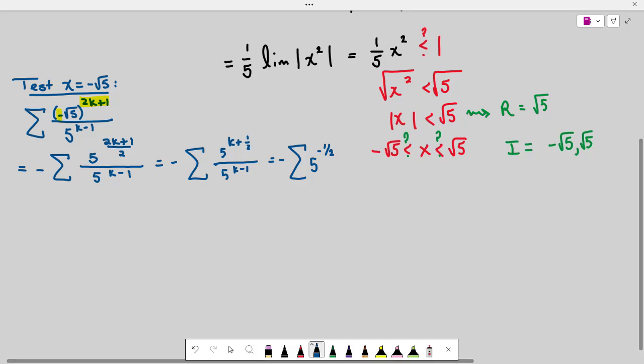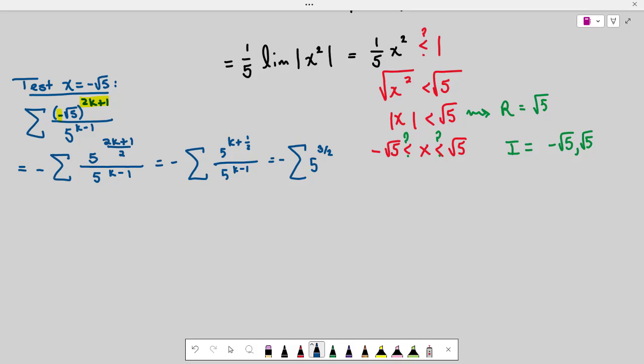No, not quite. If we subtract this, it's going to be k plus 1/2 minus k plus 1. Oh, so the k's will cancel, but that's going to be a 3/2, right? Yeah, 3/2. Okay. And so it diverges by what test?